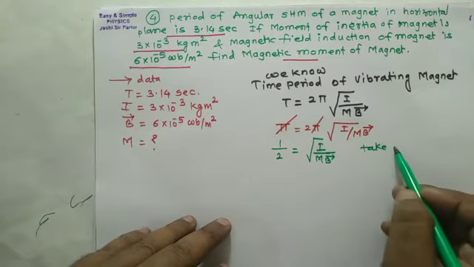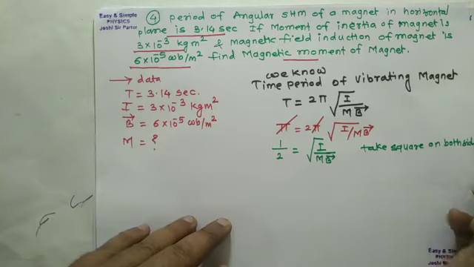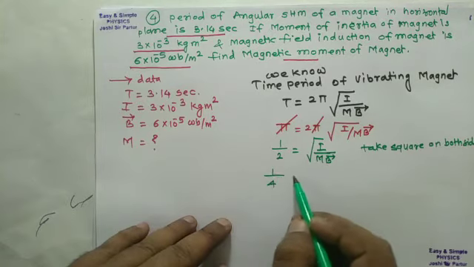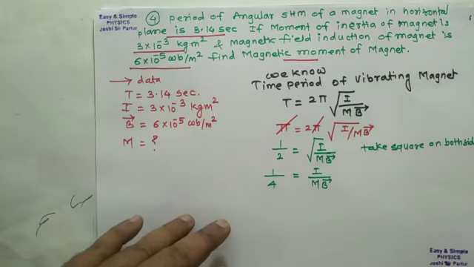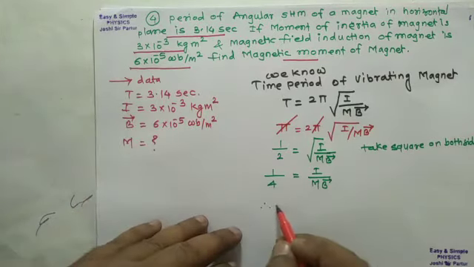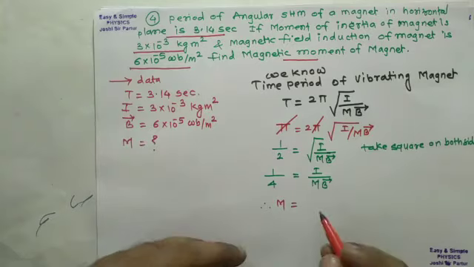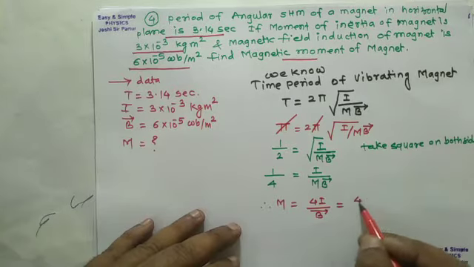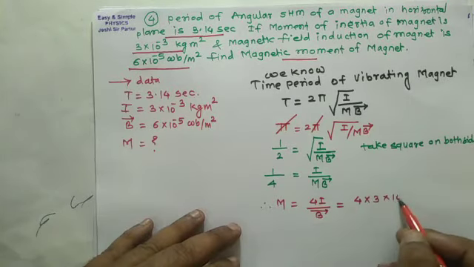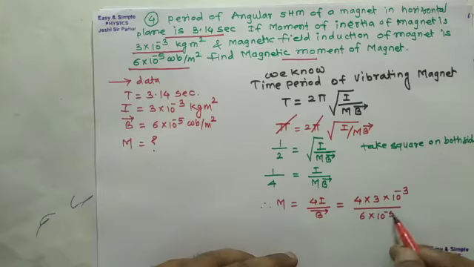Take square on both sides. If we take square, it will be 1 upon 4 is equal to I upon m vector B. So here rearrange the terms, that is capital M, the magnetic moment of a magnet. It will be 4I upon vector B. So 4 into 3 into 10 to the power minus 3 divided by 6 into 10 to the power minus 5.